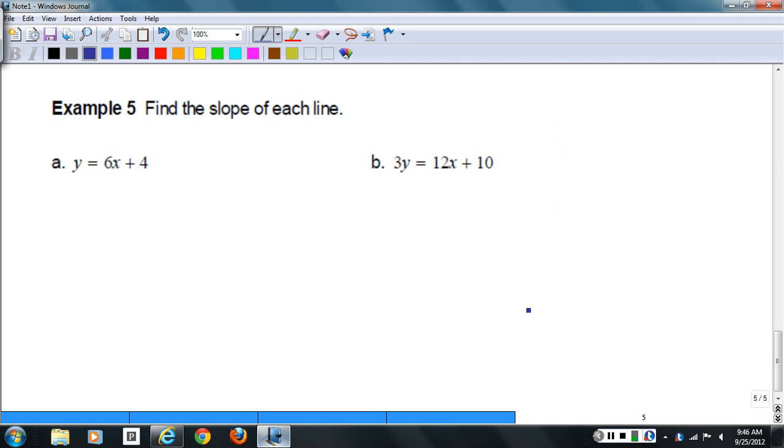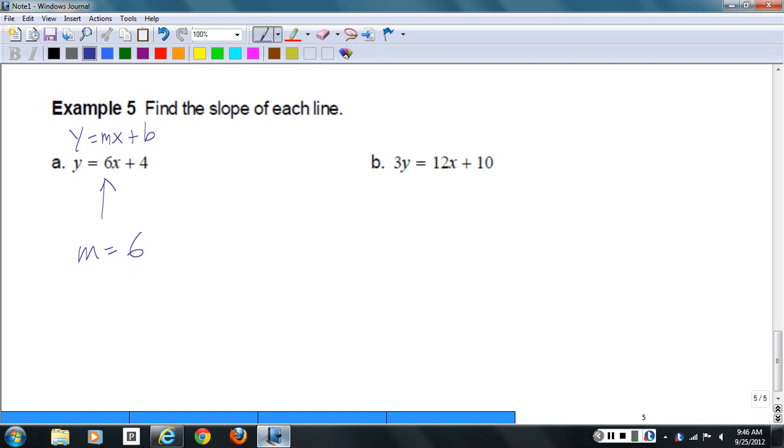So example 5 is fairly short and sweet. We have 2 equations. They're equations of straight lines, and we just want to find the slope of each line. Part A, we compare it to y equals mx plus b. It compares very favorably to y equals mx plus b. It looks like it's in slope-intercept form. So what's the slope? 6. m equals 6, just like that. Without that, we would have to find 2 ordered pairs that satisfy this equation and then apply the slope formula. Not difficult, but it takes longer.